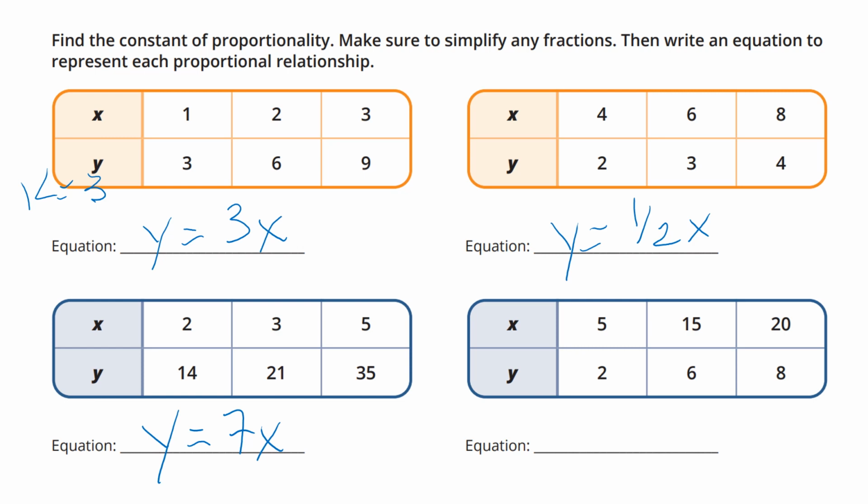On the last one, we have 2/5, 6/15, 8/20. And I do know that 2/5 is reduced as low as it can go. So my y equals 2/5 x.